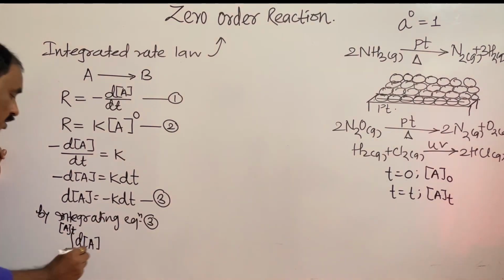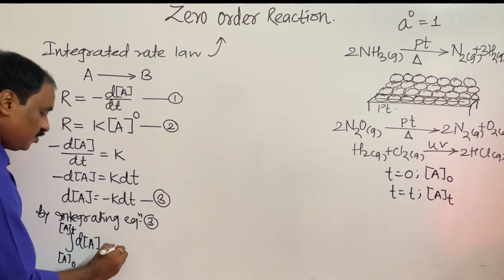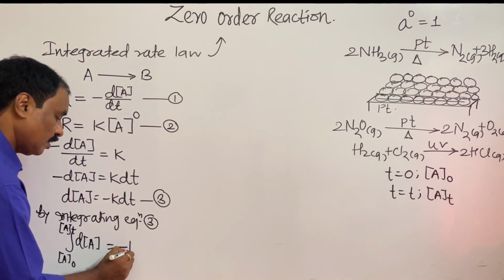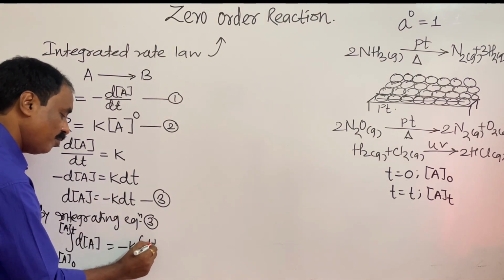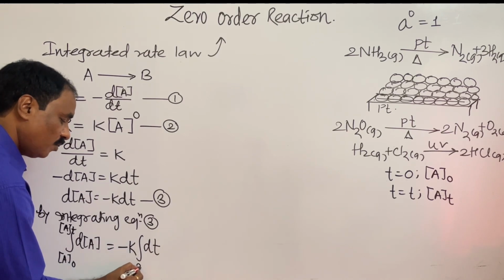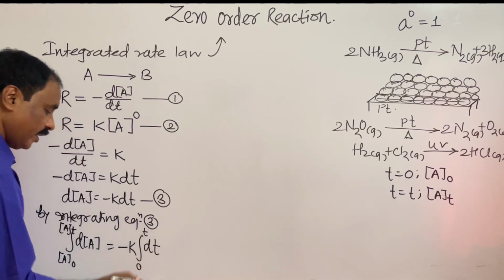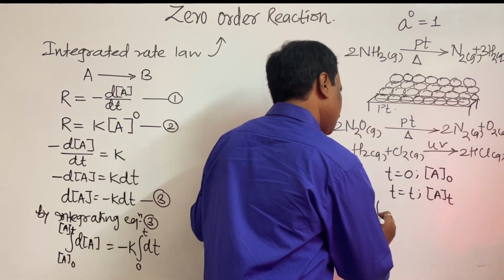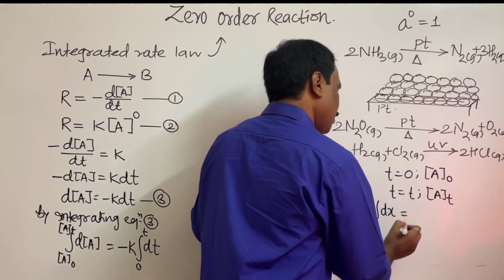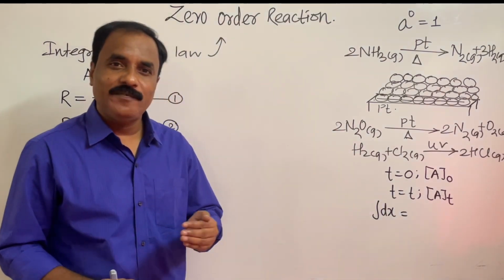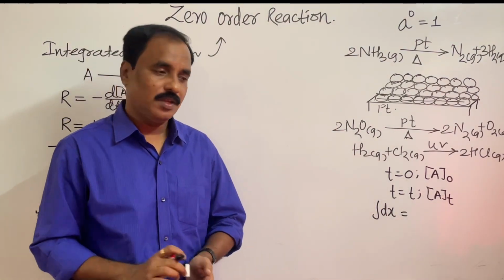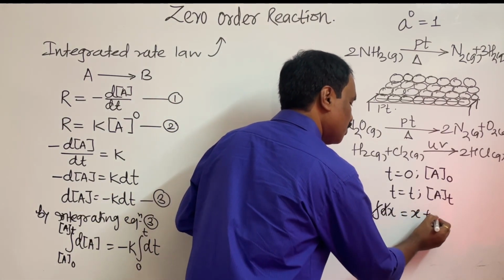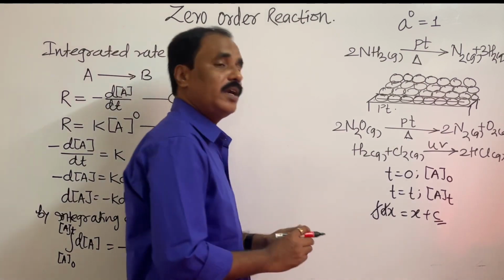The upper limit is equal to minus k. The constant k we can take outside of the integration: k integration of dt. Here the lower limit is 0 and the upper limit is t. Now integration of dx. We know that integration and derivative are opposite processes, so they cancel, and it is x plus c. Here c is the integration constant.